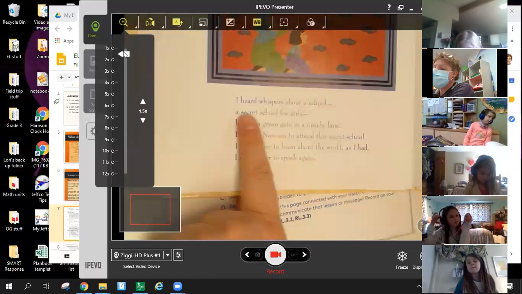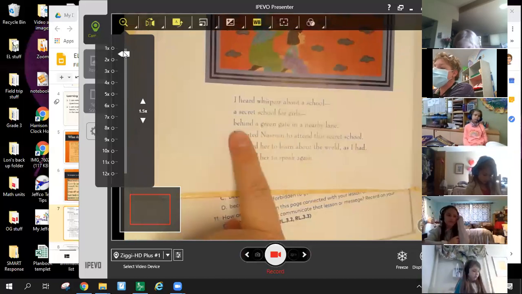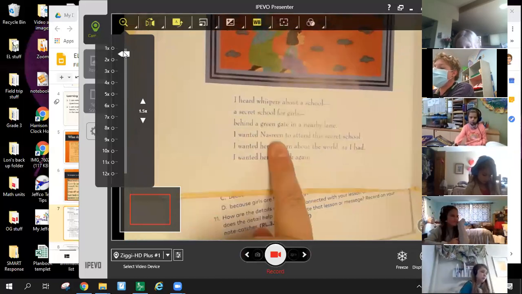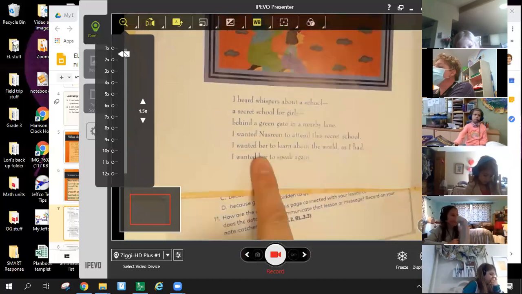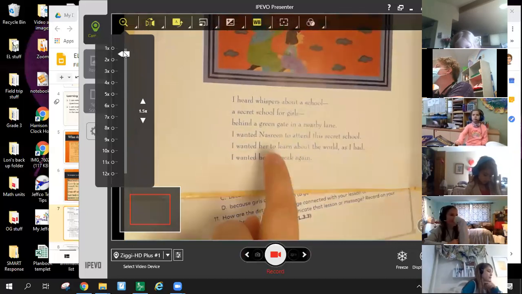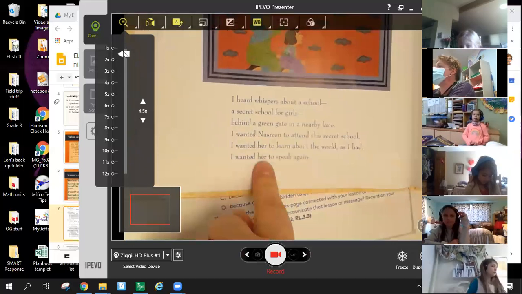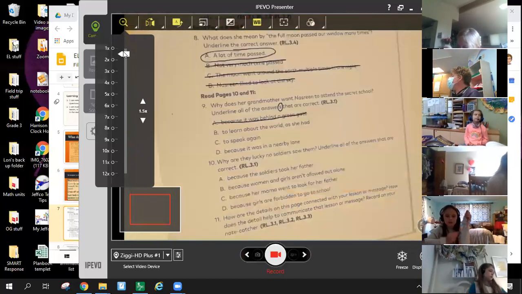I heard whispers. I wanted Nazreen to attend the secret school. I wanted her to. It's in the text. I'm going back to the text and finding it. Which one do you see exactly in there? Cole.